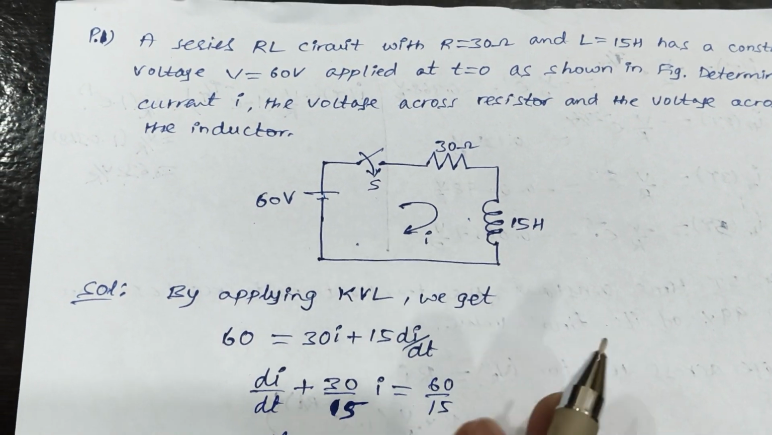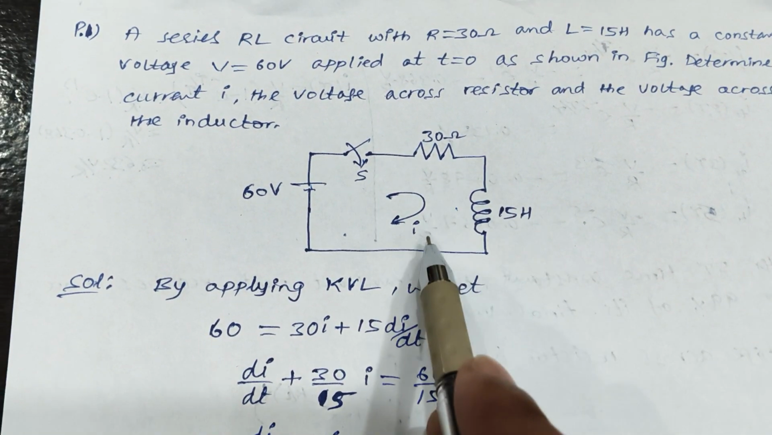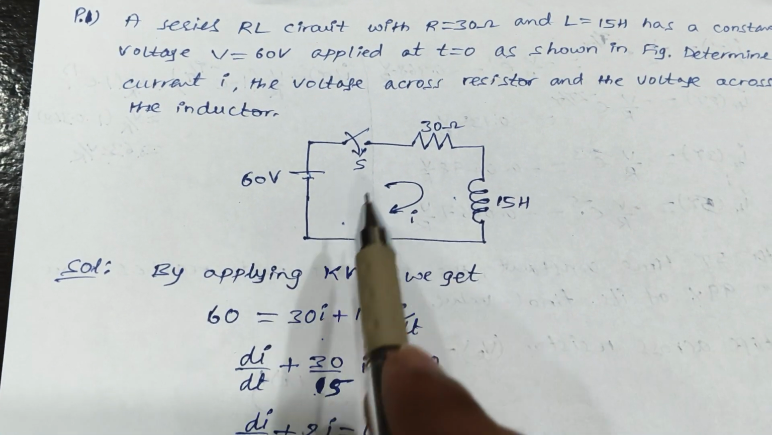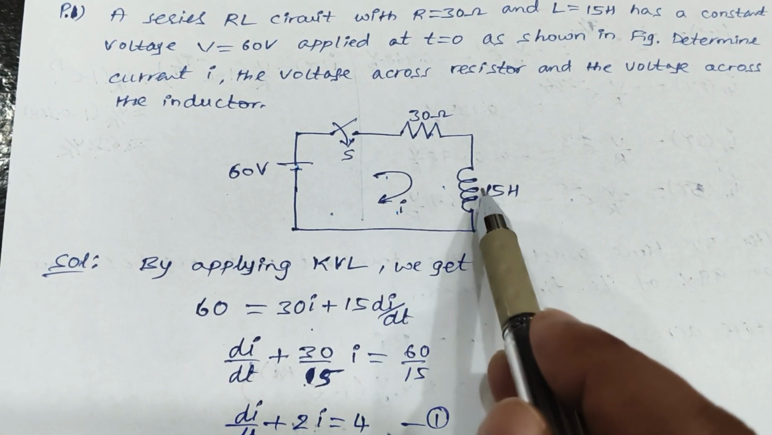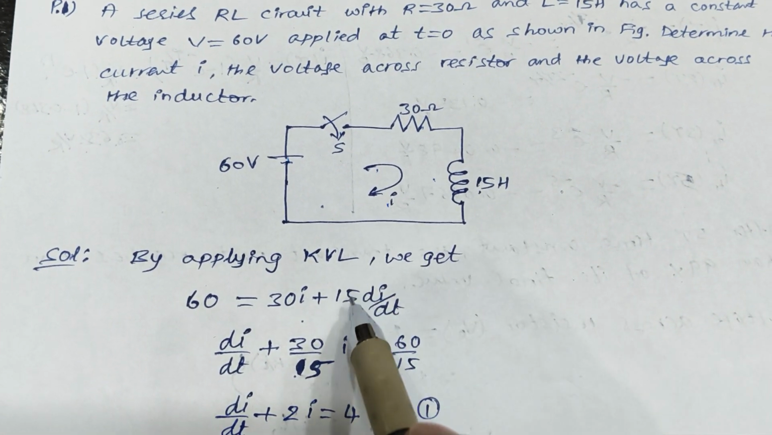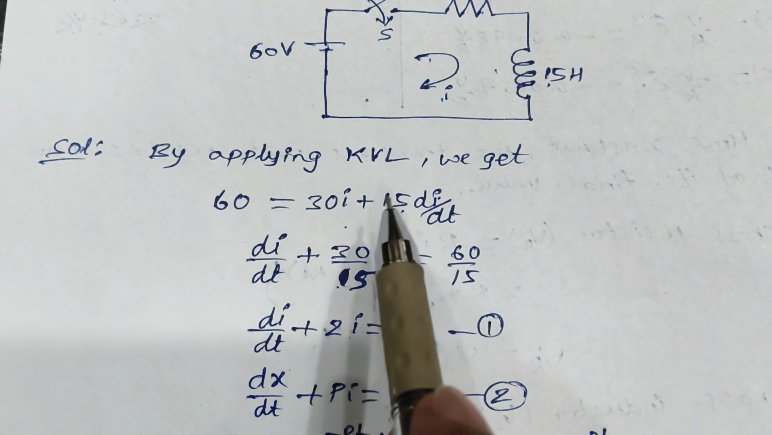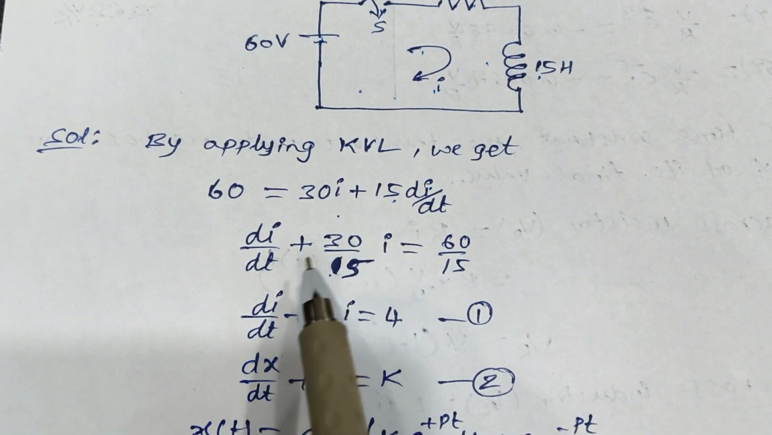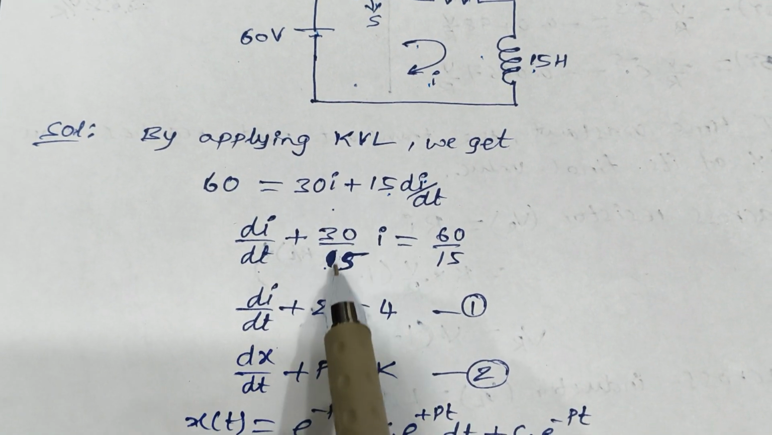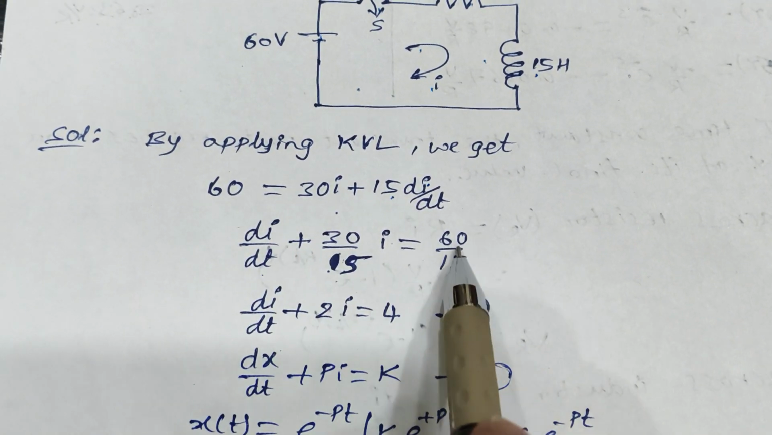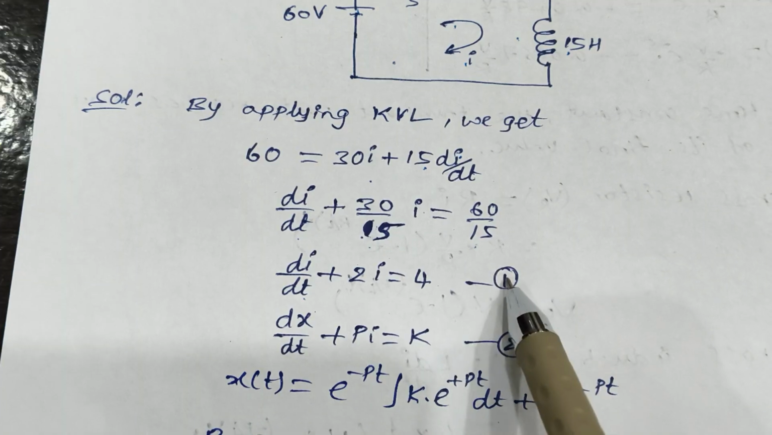What is the first step when you get this type of problems? The first step is to apply KVL and find out the differential equation. By applying KVL, 60 is equal to 30 into i plus 15 into di by dt, that is L into di by dt. You have seen this with the derivation also, right? I can rewrite this equation by dividing on both sides with 15: 30 by 15 into i, 60 by 15, so we get di by dt plus 2i is equal to 4. This is the first step.